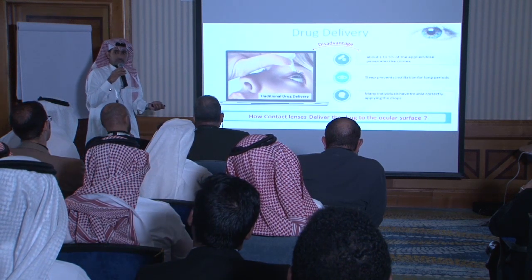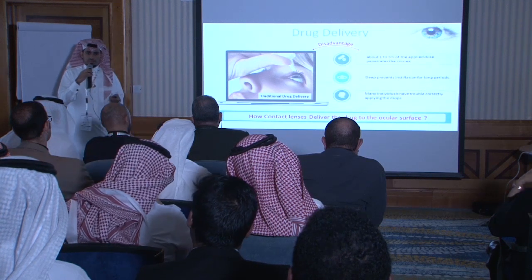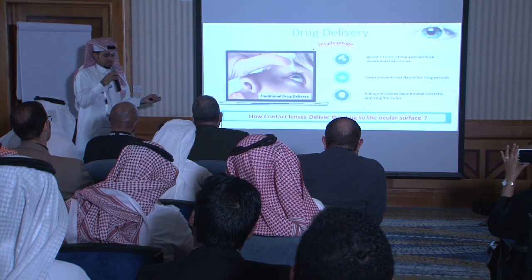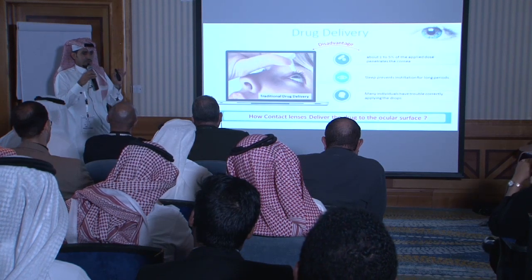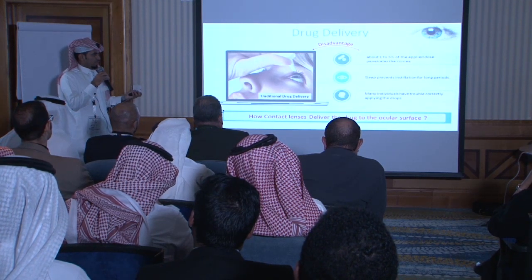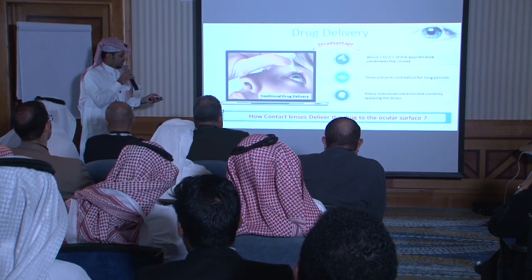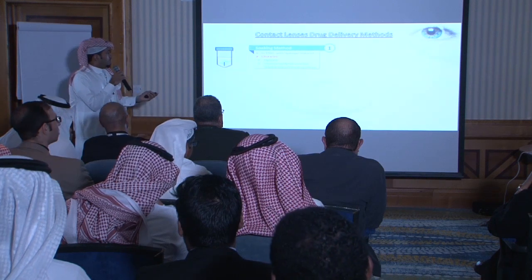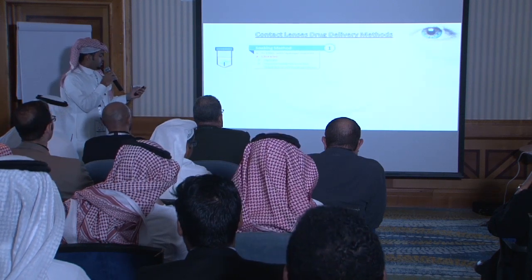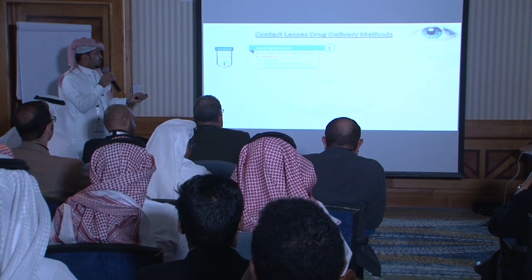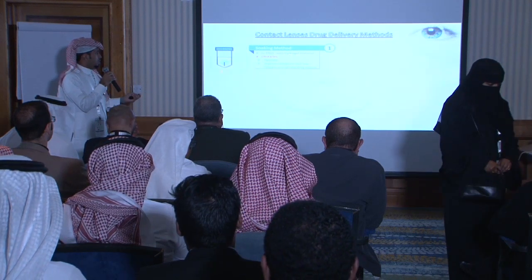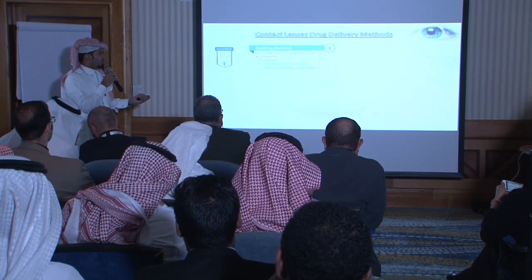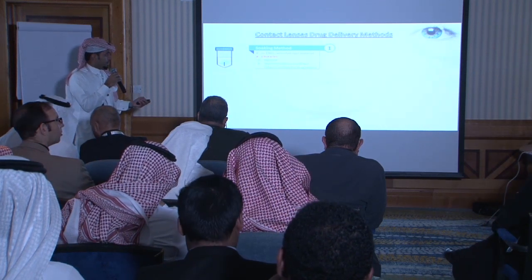But the good question to be asked is, how to deliver the drug through these contact lenses? To answer this question, there are 5 important methods. There are others, but these are the most important 5 methods. The first one is the soaking method. With this soaking method, in 1960, they used hydrogel material. They found hypoxia and improved residence time, but failed to sustain drug release.